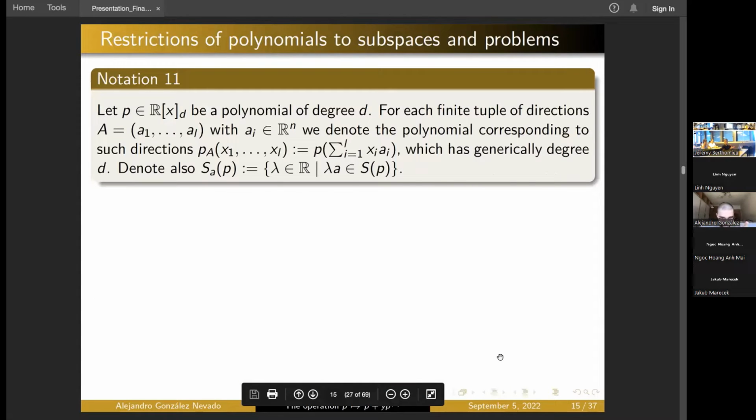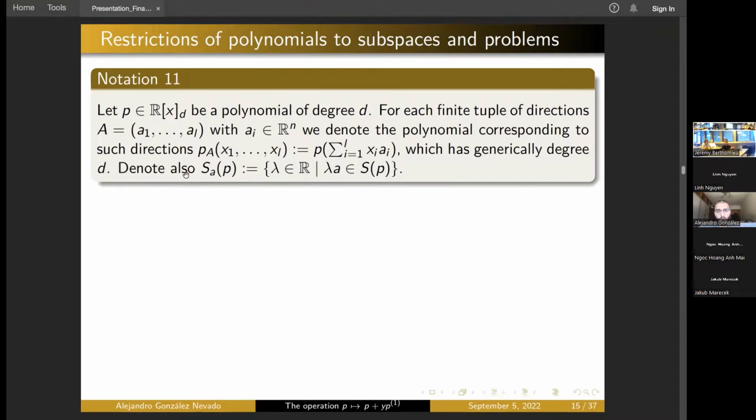Okay, so now we are going to work with restrictions. We are going to need restriction to planes, and this is what we introduce here. We introduce it in general. We take a set of vectors in Rn, and then we define the restriction of P to the space defined by those vectors as this polynomial that you are seeing here. This polynomial has degree d, generically, the degree of the initial polynomial, but sometimes it might drop. We will see what we do in this case.